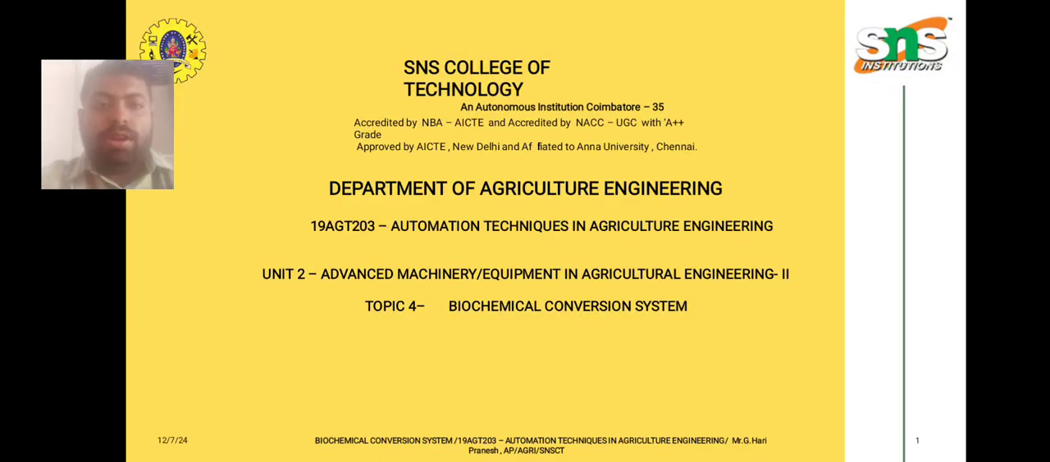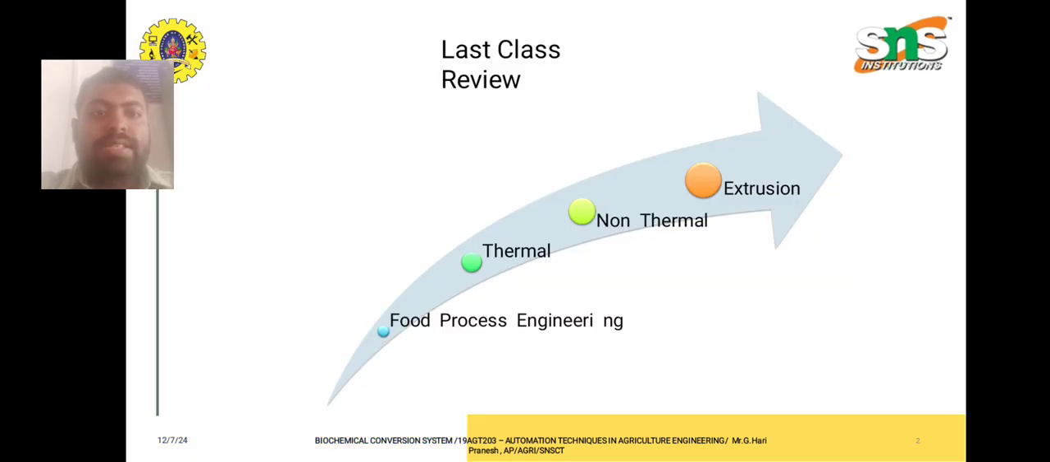Hello everyone. The topic I am going to talk about is from the heading Automation Techniques in Agriculture Engineering, and the topic is Biochemical Conversion System. In the last class, we reviewed what food process engineering is and the various methods, like thermal, which is heat processing, and non-thermal methods like microwave, radio wave, and infrared waves, and the extrusion process.